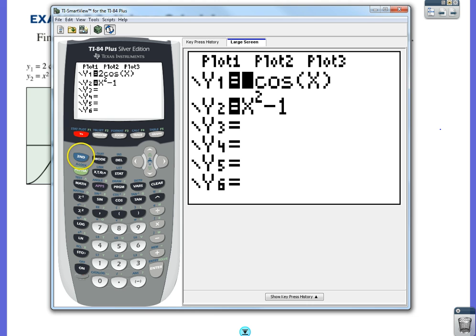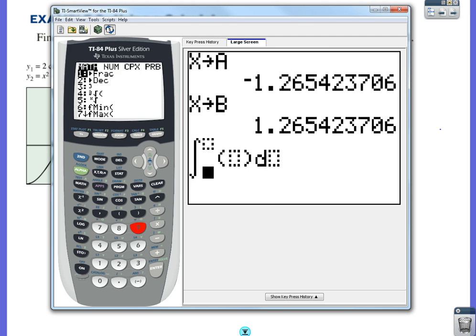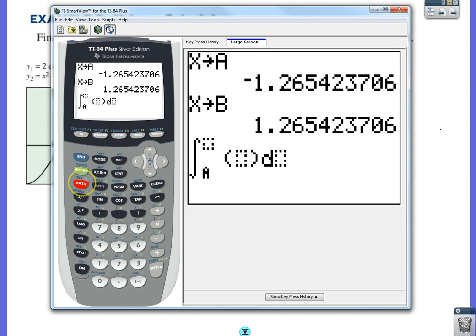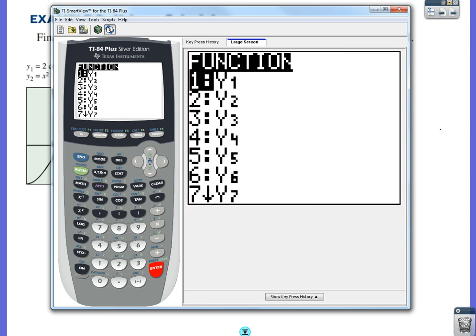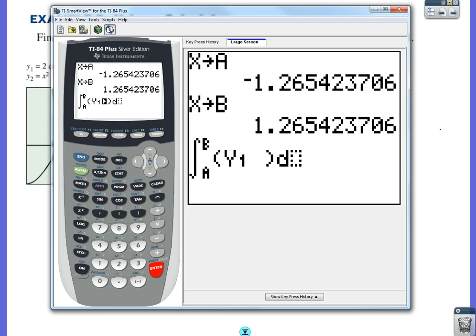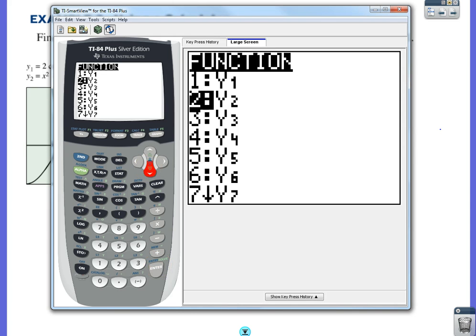So I go here to second, quit. Now I'm going to do my integration, math 9. I'm going to go from the lower limit A, so I do alpha, math to get the A, go up and do alpha, apps to get B. And I'm going to do vars, y vars, function, y1, minus vars, y vars, function, push down to get to y2.